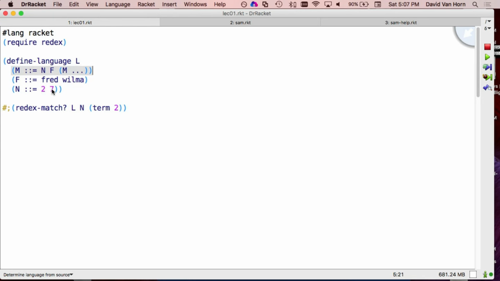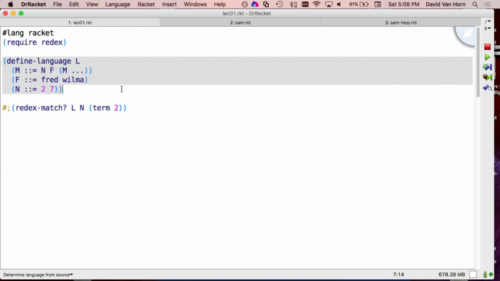So 2 or 7, the numbers 2 and 7, they're Ms. The constants Fred and Wilma, those are Ms. And if you have some Ms and you put them in a list, those are also Ms. So this is just like the inductive definitions for terms that we saw yesterday. All right, and then let me show you the pattern matcher.